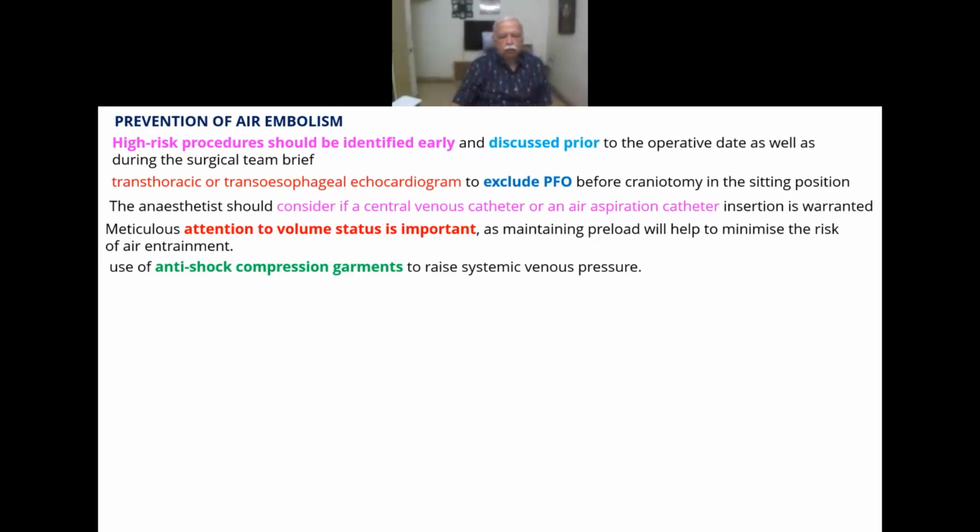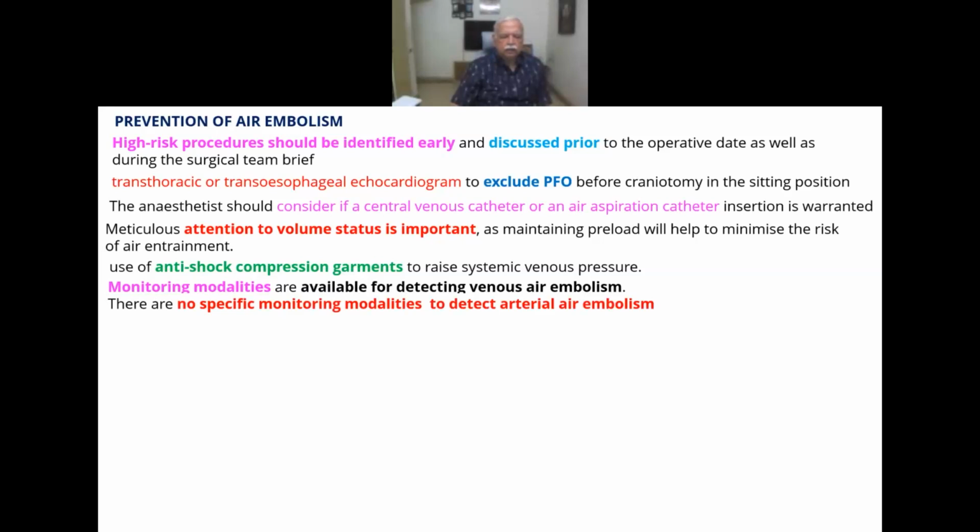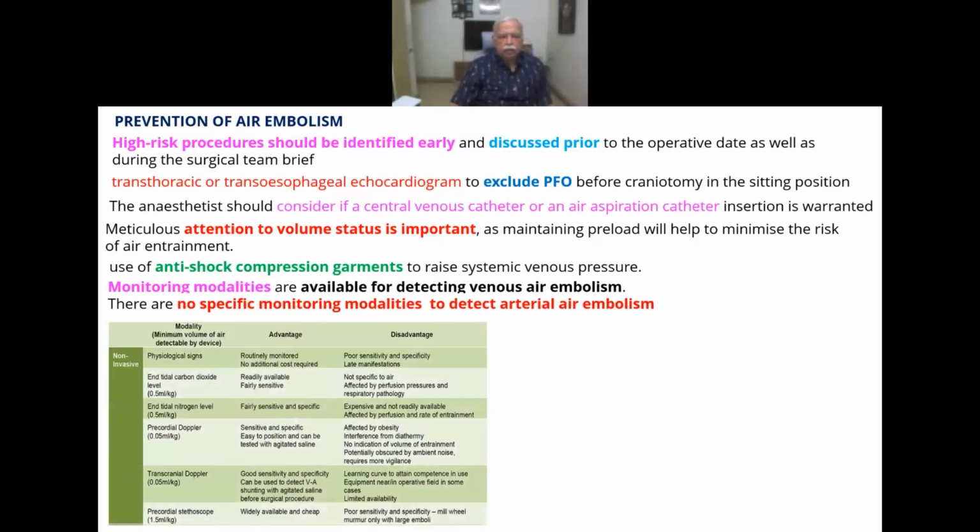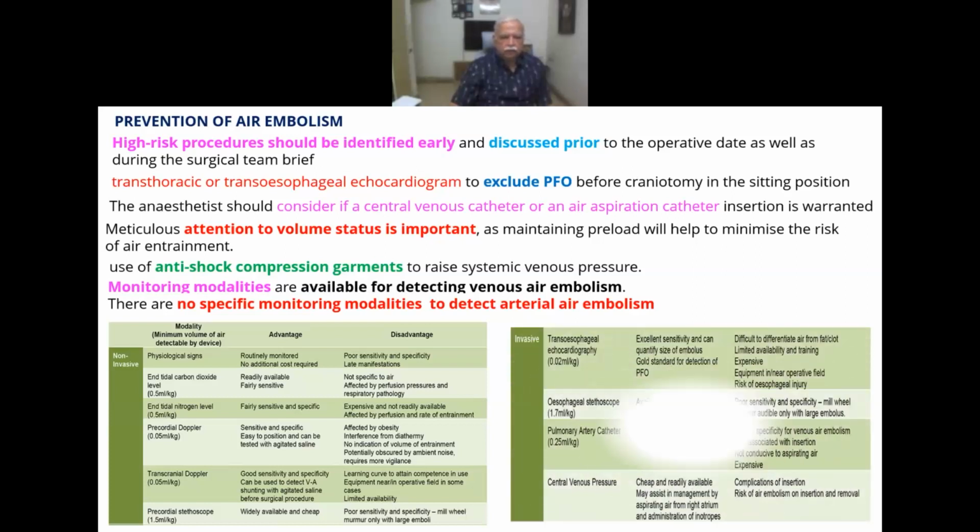So a well filled vascular system will not allow air to enter because it is already loaded with blood. And anti-shock compression garments can be used to raise the systemic venous pressure to prevent the air getting dragged into the body. And there are monitoring modalities available for venous air embolism, but there are no specific monitoring modalities to detect arterial air embolism. The monitoring modalities we can classify into non-invasive and invasive.